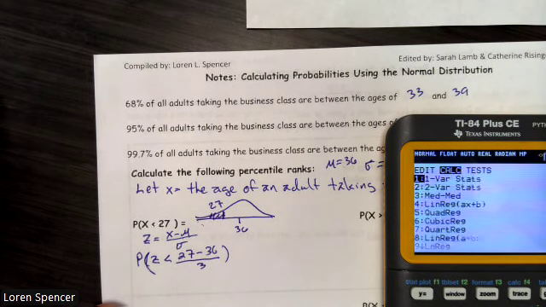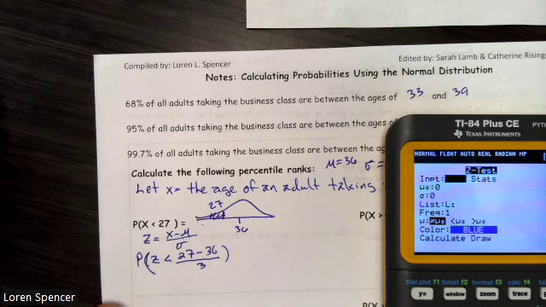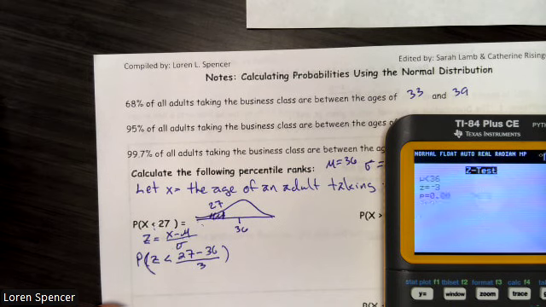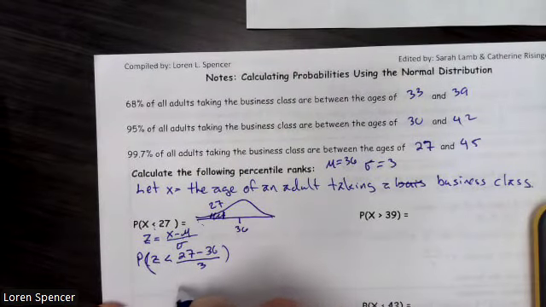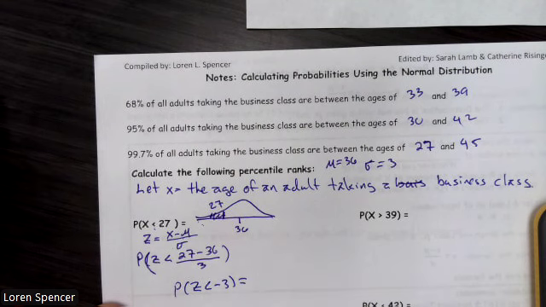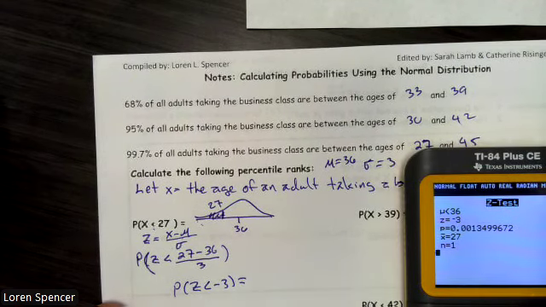I'm going to go to stat, test, z-test. Make sure stats is highlighted. Mean was 36. Standard deviation happens to be 3. Our x is 27. We're only looking for one individual, so this is a 1. And we highlighted a less than, which is what they asked for. So the probability that z is less than -3 equals 0.0013.